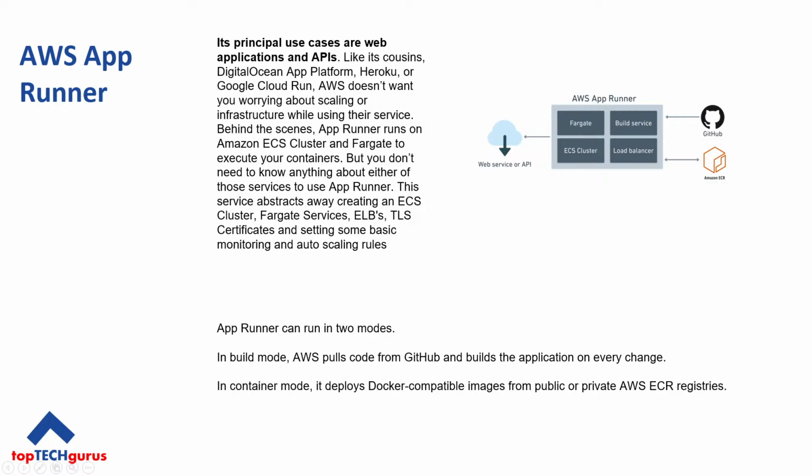One is in build mode, that is, it can pull from GitHub and build the application. Every time you change it, you run a git commit. AWS can pull code from GitHub and build the application, or you can build it in container mode where you build a Docker container, and that Docker compatible image goes into an ECR registry. From there, your application can be built. So there are two modes.